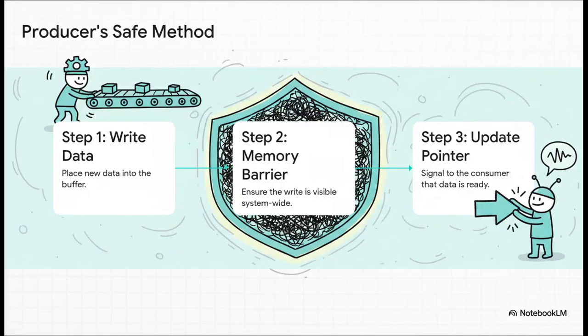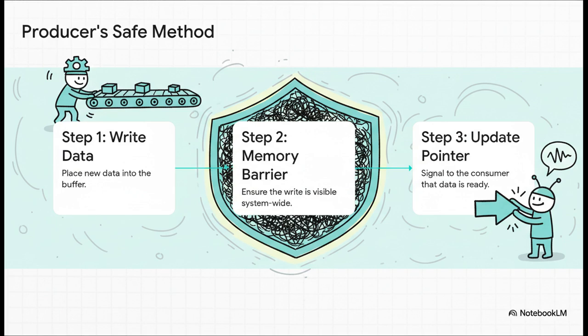Okay, now for this conveyor belt to work safely, the producer has to follow a very strict protocol. Step 1. It puts the new item, the new data, onto the belt. Step 2. And this is absolutely the most crucial part. It puts up a memory barrier. This is the guarantee that the data is actually on the belt before anything else happens.